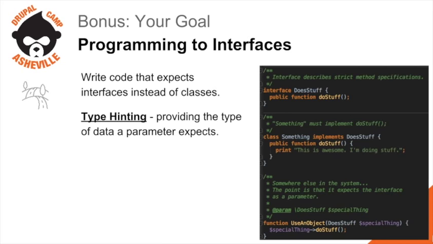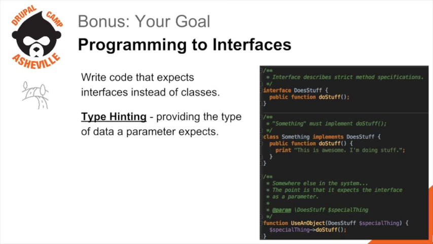Does that help? Does that make sense? So this is your pie in the sky goal when you're writing stuff. Program to interfaces. So if you're writing a Drupal module or a WordPress plugin, and you're dealing with a lot of objects, and you have the option to choose between writing your function to expect a class or an interface, write it to expect an interface.